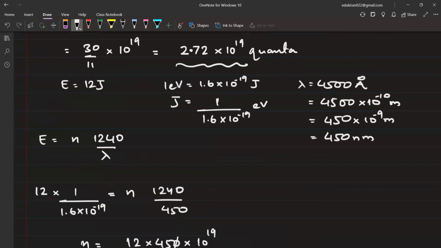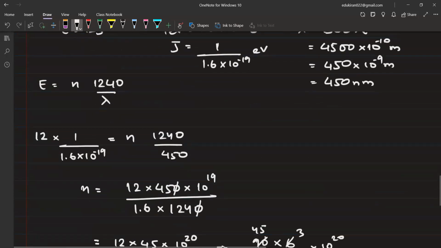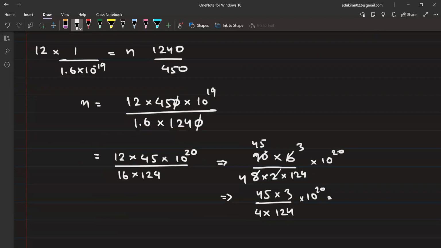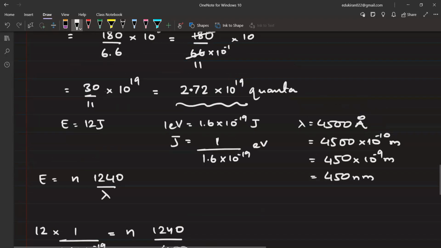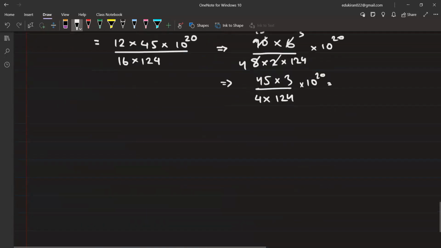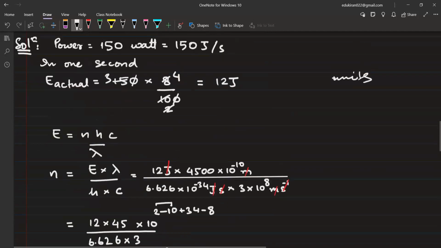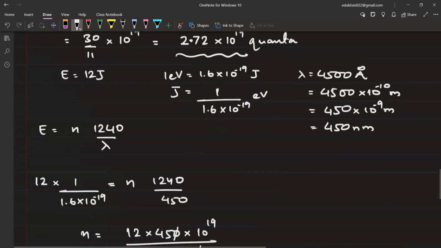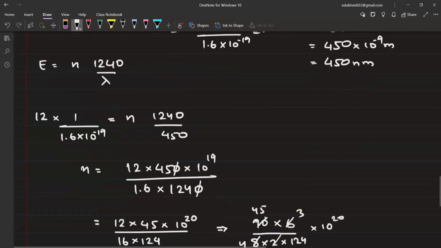What was our previous answer? 2.72, no? It will be approximately there only, 10 to the power 19. No, 3 124 will also not get divided, right? So even though with approximation we got this value, I think this calculation was easier. I was just checking right now which calculations are better. Sometimes this calculation will be better, and sometimes this 1240 calculation will be better.